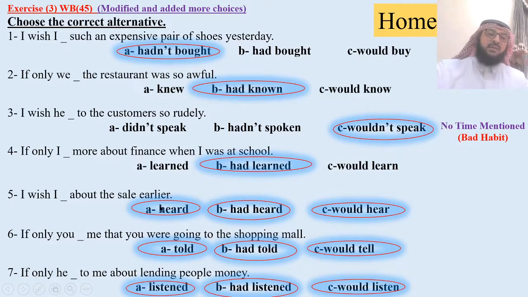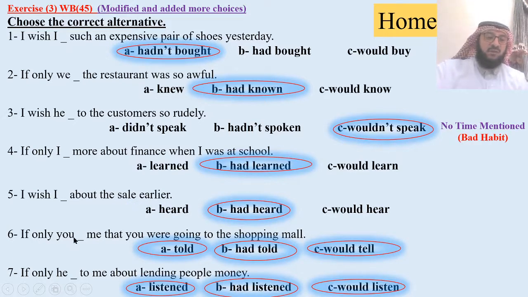I wish I about the sale earlier. في وقت سابق. يا ليتني سمعت أو عرفت عن التخفيضات في وقت سابق. Heard, had heard, would hear. نقول المفروض نقول سمعت hear، بس لاحظ بيتكلم عن التخفيضات في وقت قبل كذا. إذا الموقف متى في السيتويشن في الماضي. إذا إيش؟ Had heard.